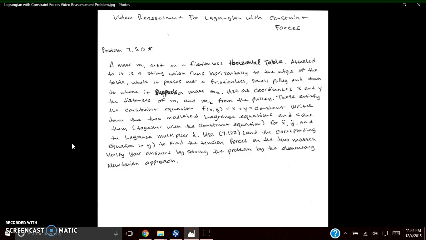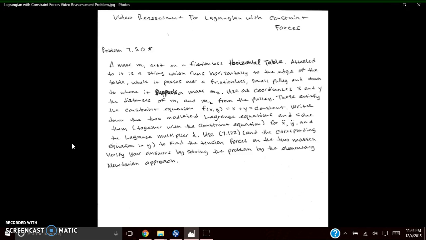I also want to give credit to the fact that it's a lot more detailed than the problem on the standard. The problem on the standard basically just asked us to find the tension force by using the Lagrangian multiplier. This one asks for a lot more. So, just getting into the problem.